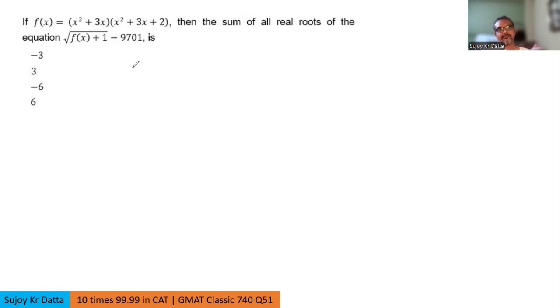So f(x) here is x squared plus 3x times x squared plus 3x plus 2. So whole squared plus 2 times x squared plus 3x. And clearly from here we get f(x) plus 1 is 9701 squared. So that means f(x) is 9701 squared minus 1.